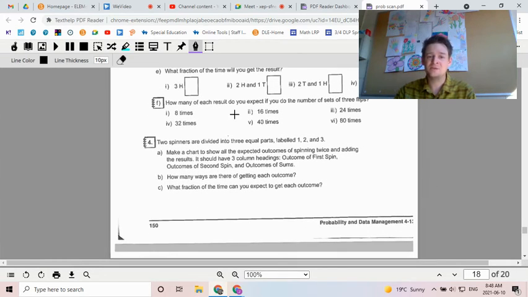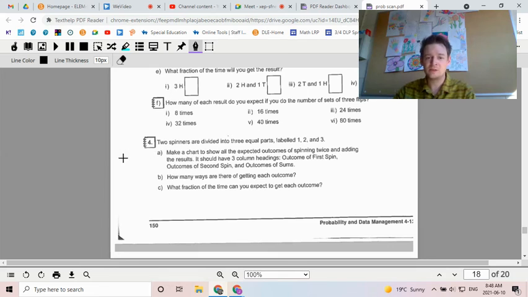And how many of each result do you expect if you do the number of sets of 3 flips? So you might need to use the sides of your page or make a little chart to set this up. But I want to see how you do with question F here.